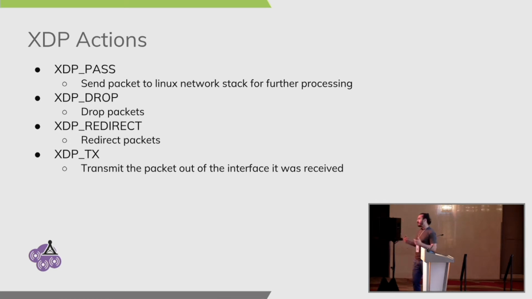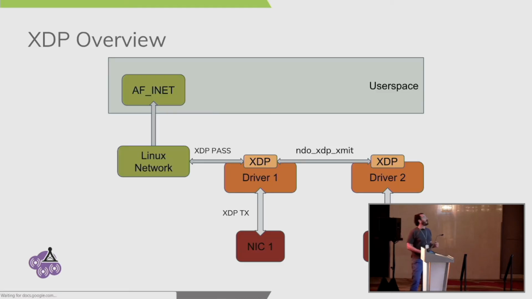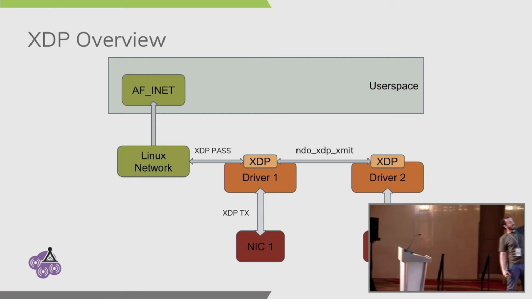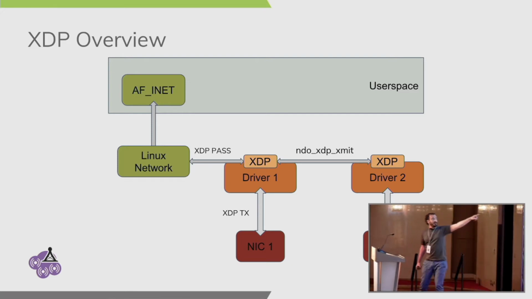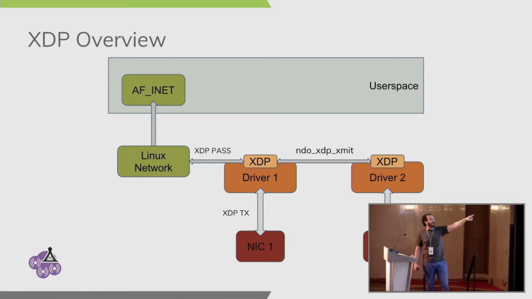Now, XDP TX is a bit weird, but essentially you send out the packet through the interface it came from. So you can, for example, switch the MAC headers, swap the source and destination addresses, and just send it immediately out of the interface without paying the price of processing the packet in the Linux kernel. So this is pretty much an overview of how XDP works. If you have two network interfaces, and a packet comes in from network interface one, and the action is XDP TX, the packet will be changed, and it will go out through interface one again. If the action is an XDP pass, it will go to the Linux networking stack.